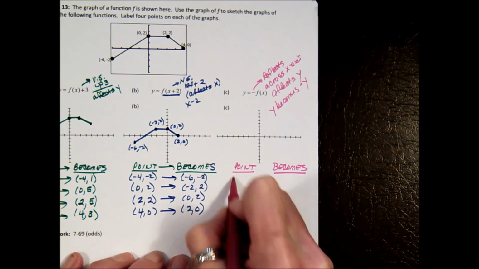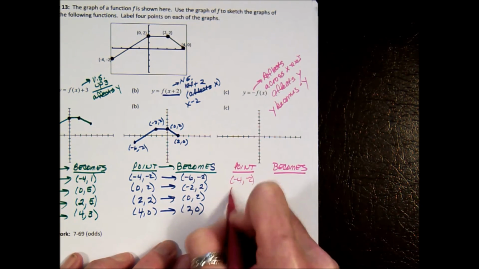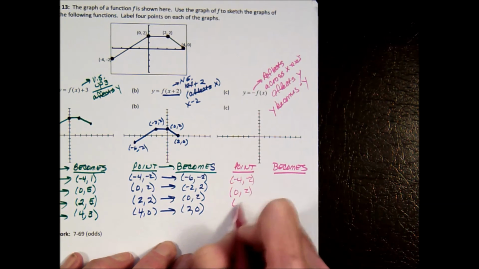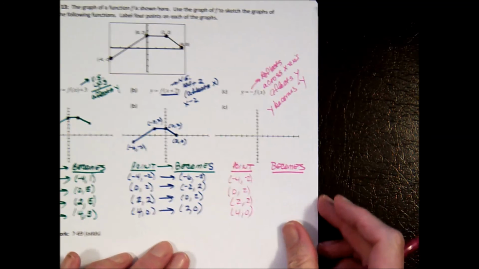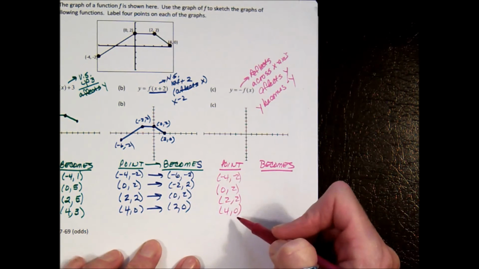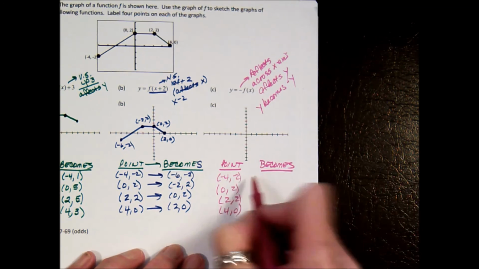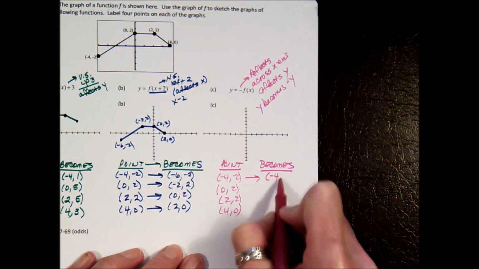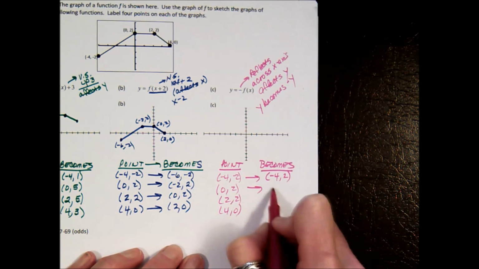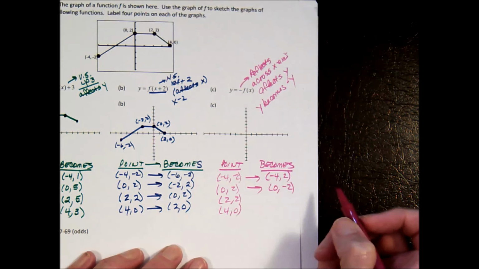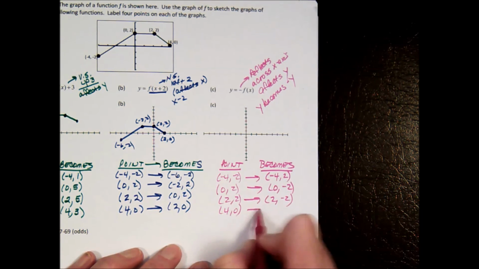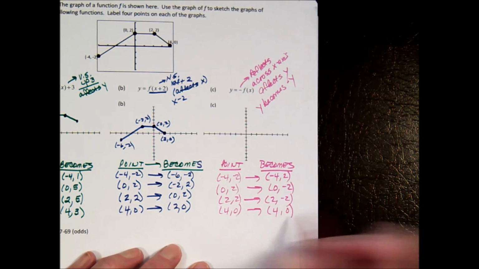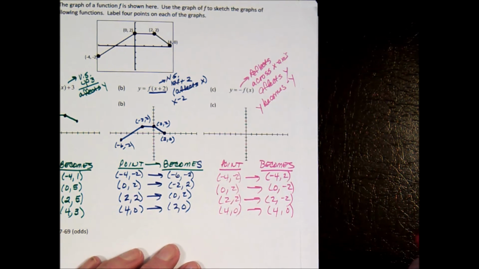Okay, so -4, -2, 0, 2, 2, 2, and 4, 0. And this is actually a really easy one because all we're going to do is replace our y's with the opposite. So -4, -2 becomes -4, +2. 0, 2 becomes 0, -2. This is affecting the y only. 2, 2 becomes 2, -2, and 4, 0 stays 4, 0 because -0 and 0, there's no such thing. All right? So here we go.